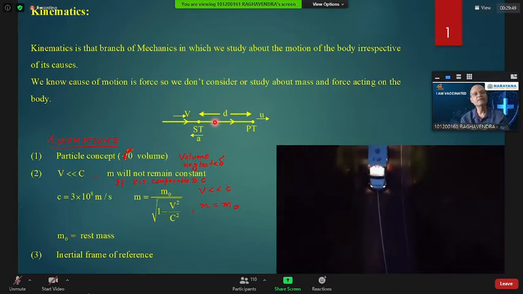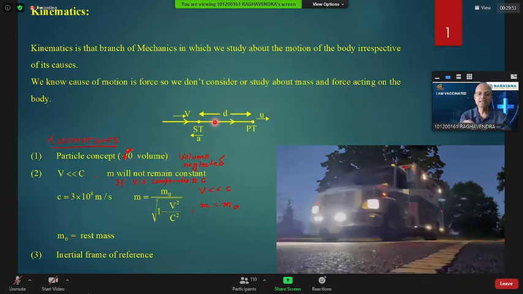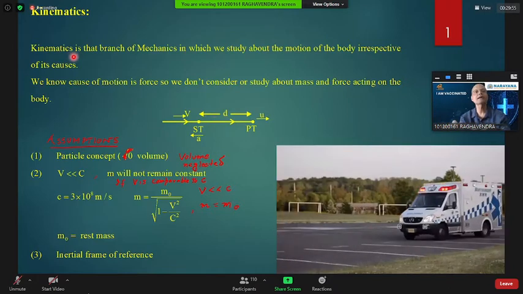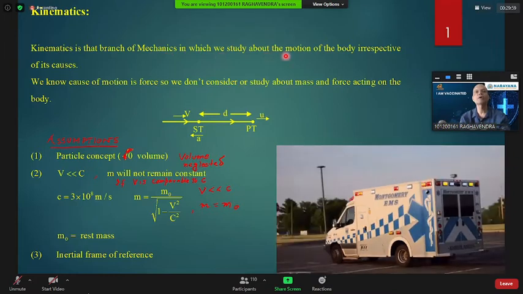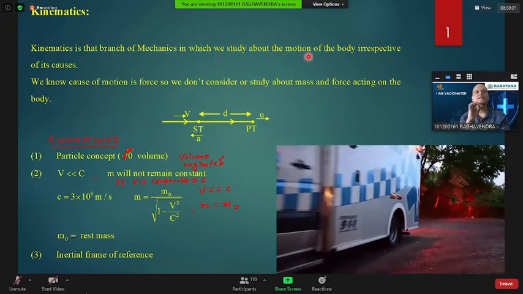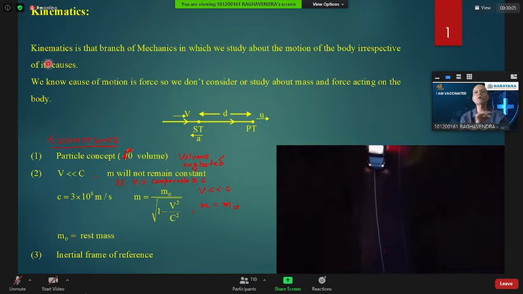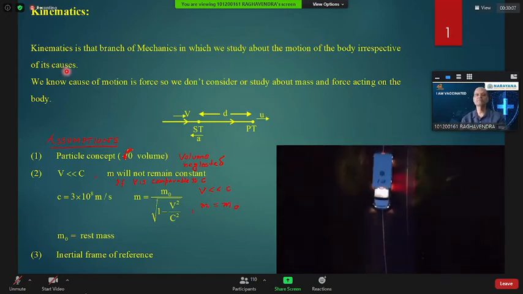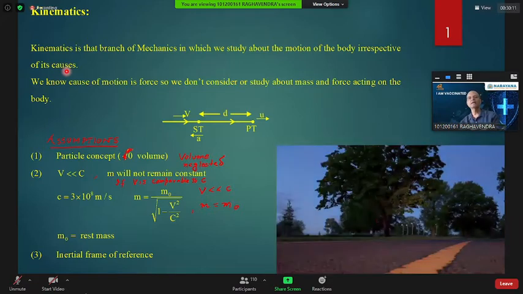Understanding me now? Followed? So kinematics is that branch of mechanics in which we study only the motion of the body without considering its causes. We are not considering its cause, beta. The cause of motion is force. Are you understanding me? Yes.